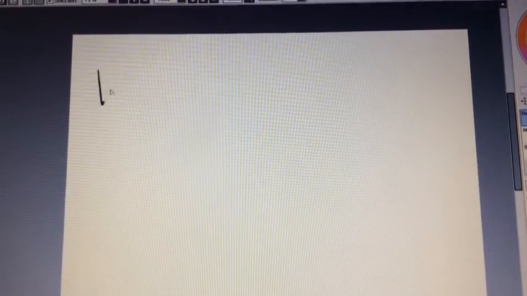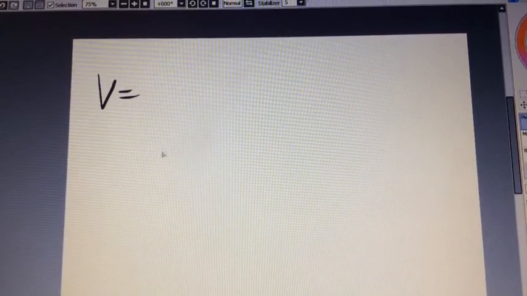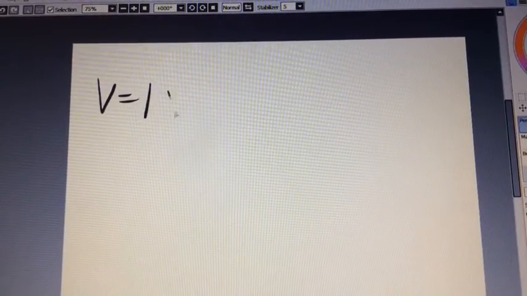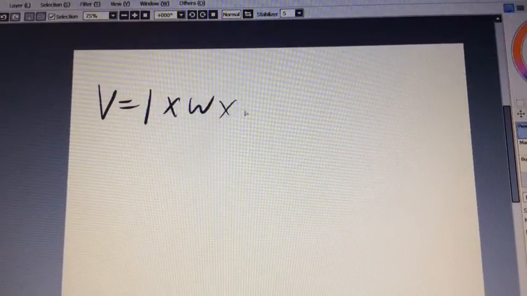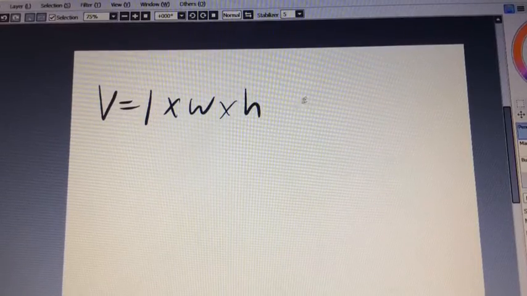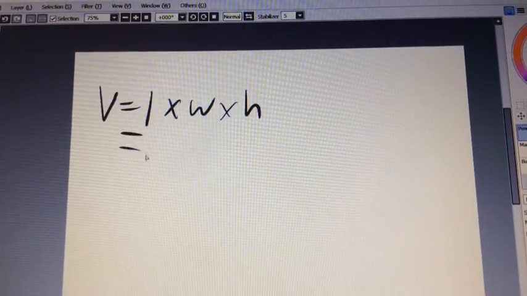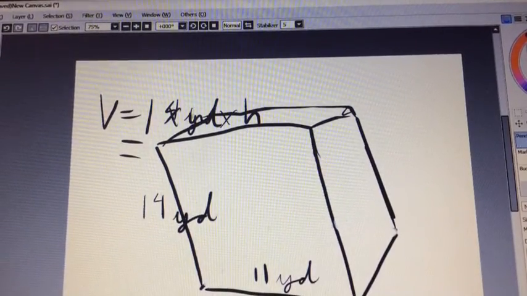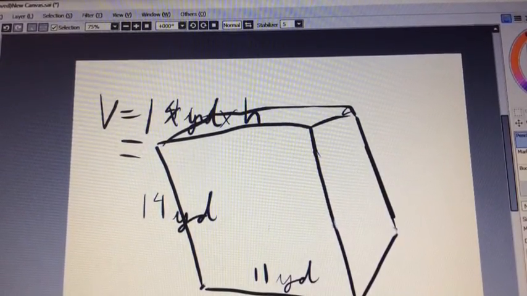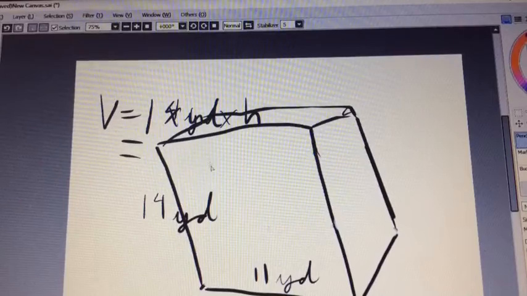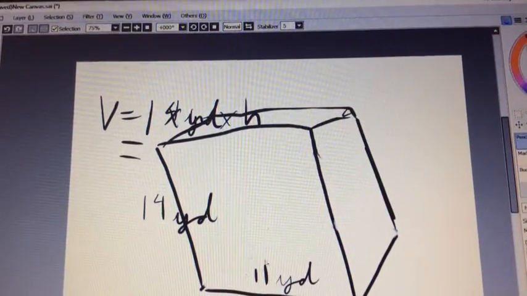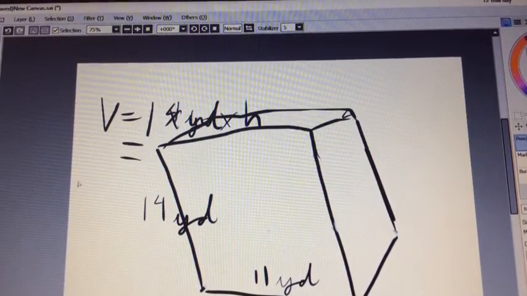Now let's solve volume for a rectangular prism. The formula is length times width times height. Easier than the last one. So, all you have to do is plug in the numbers. 4 will be our width, 14 will be our height, and 11 will be our length.